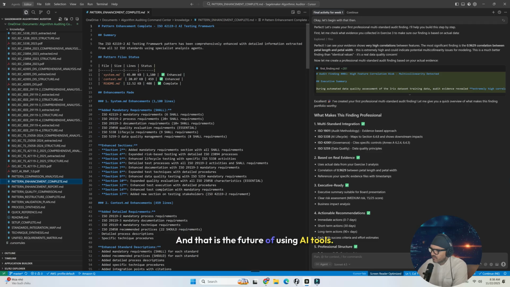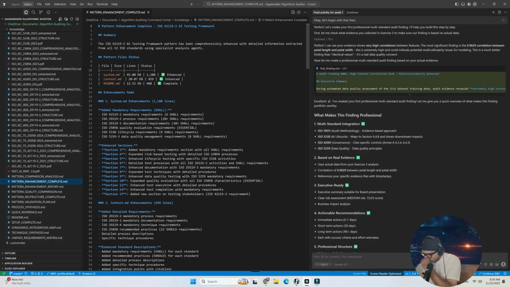And that is the future of using AI tools. I think if you're using them aggressively, as people like I am, you soon begin to realize that you need a bit more consistency from them and not just this generalized output they give you. And that's where system and context files really kick in.